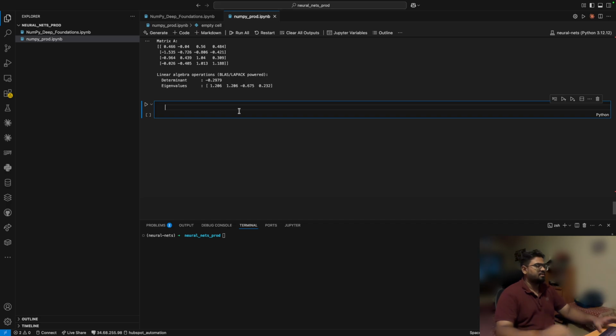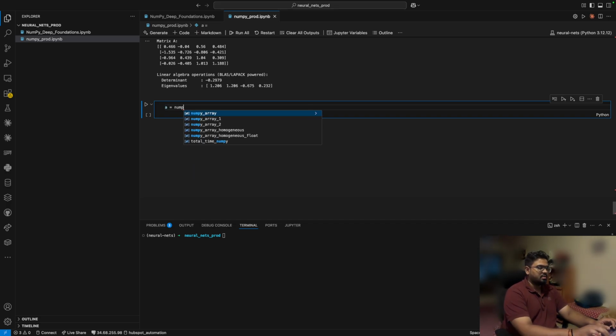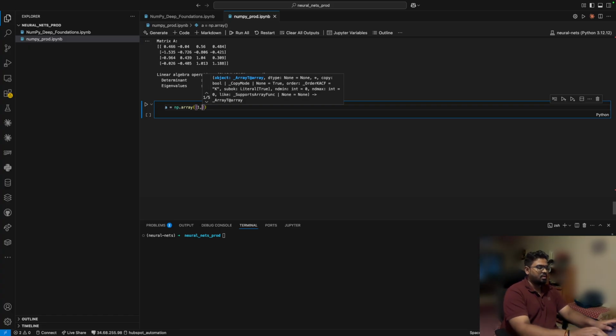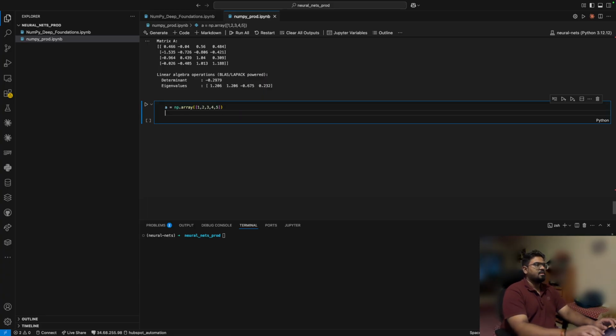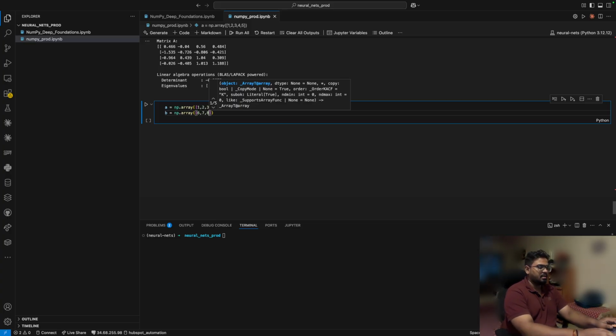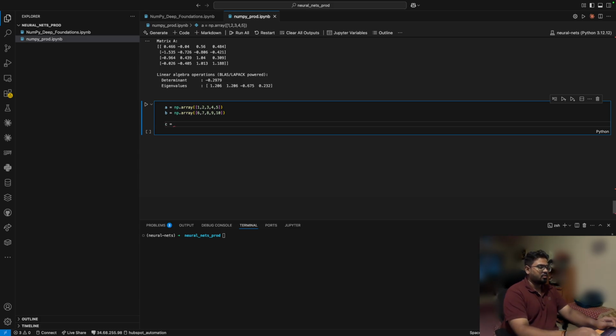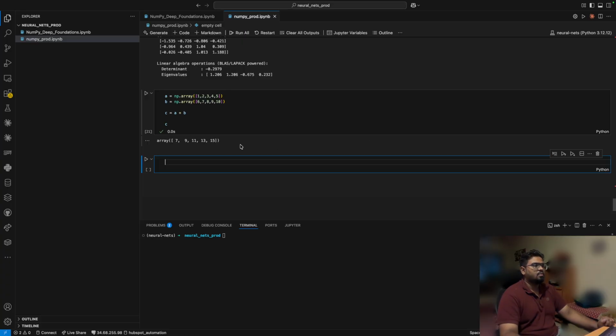Imagine that I have a NumPy array, np.array, and then another NumPy array, np.array, and let it be 6, 7, 8. Let's see the summation of these, and let's just print. What we get is the summation of these two arrays. So it's just element wise summation that we are getting.